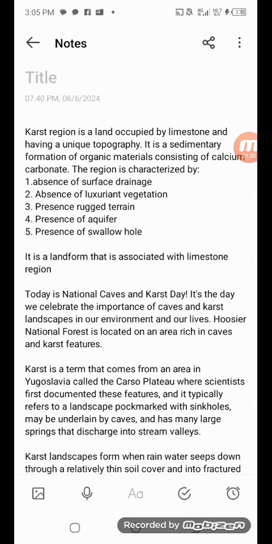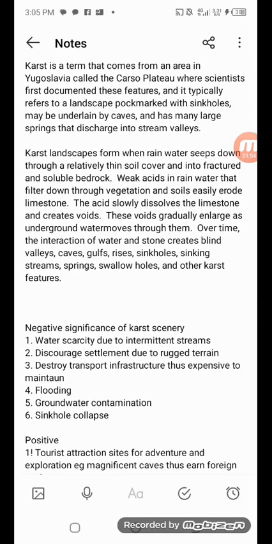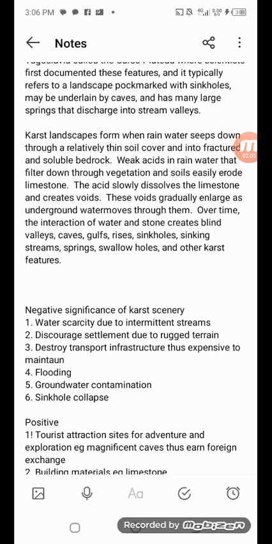And carbonation is basically when water comes into contact with carbon dioxide from the atmosphere to form weak carbonic acid, which gets to act on calcium carbonate to form calcium hydrogen carbonate, which is a white precipitate. Then karst itself is a name that comes from a Yugoslavian word, Carso Plateau, where scientists first documented these features. So it's meant to describe the landscape pockmarked with sinkholes, and it's underlain by caves, has many large spring holes, etc.